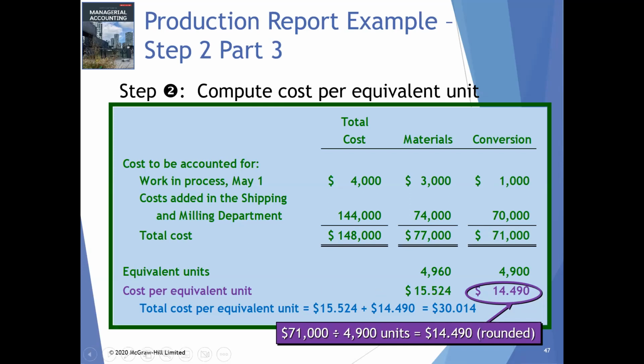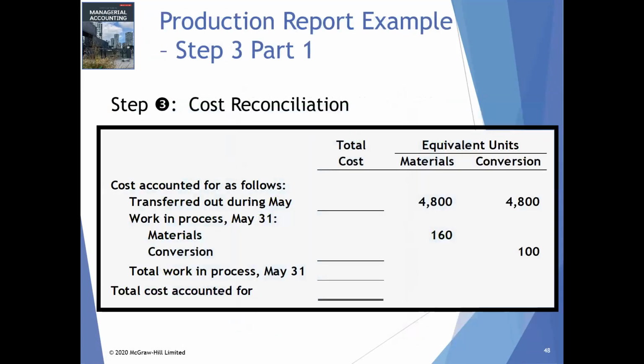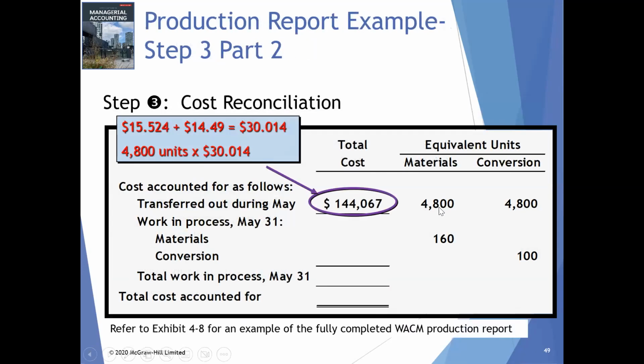That total cost is 30.014, and this will be applied only for the completed units, let's say the 4,800. Step 3: now we are going to check the reconciliation. The 4,800 that we have here, 4,800 into 30.014, because this is the total cost for the full unit, for the completed unit. So for the completed units we have this much. This is not completed.